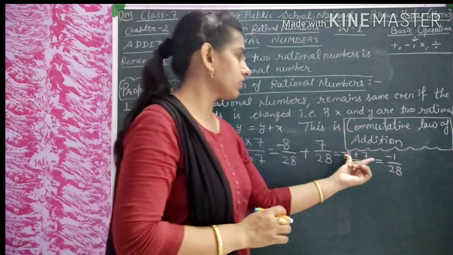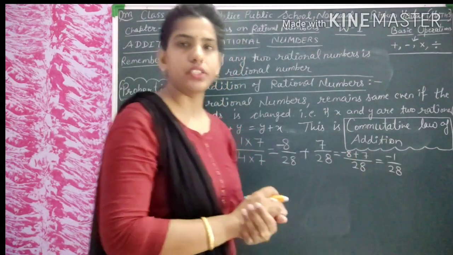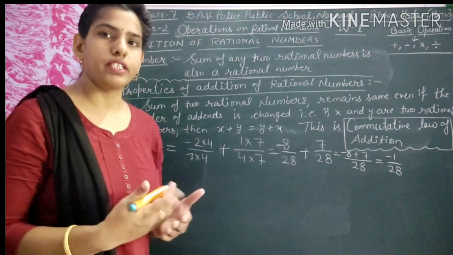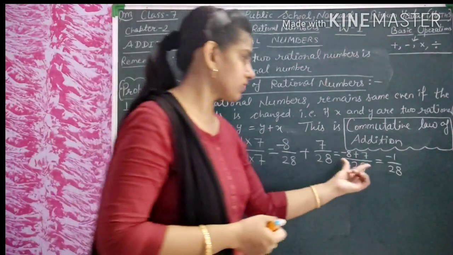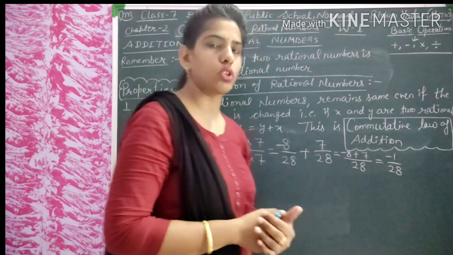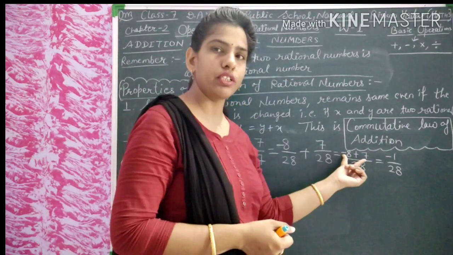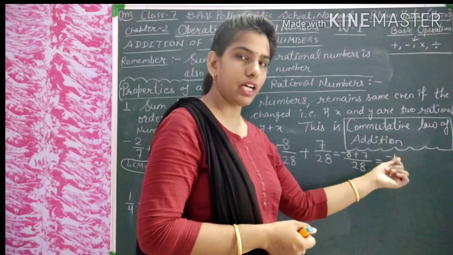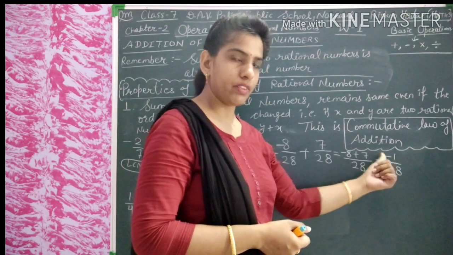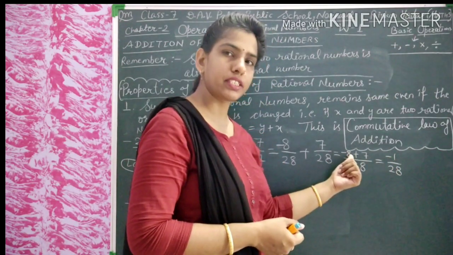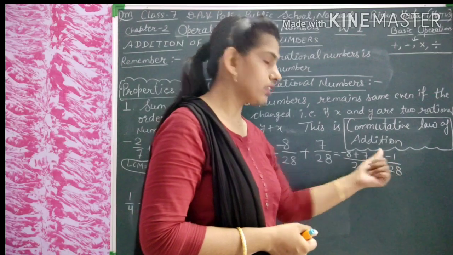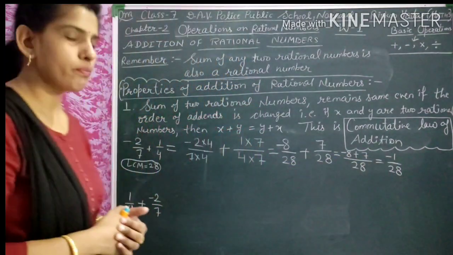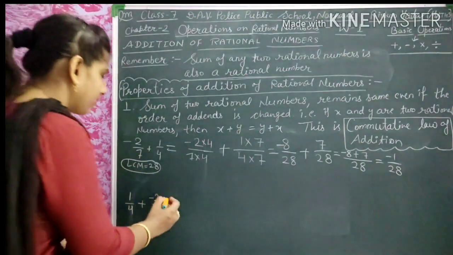There is the integer property. Integers. We have done in the previous class how to operate on integers. Yes. So it will get here minus 1 by 28. Both signs are different. If the signs are different, then we take the difference, and the sign is also different. That is, which number is greater, that sign is there. The greater number's sign is there. Okay. Yes.